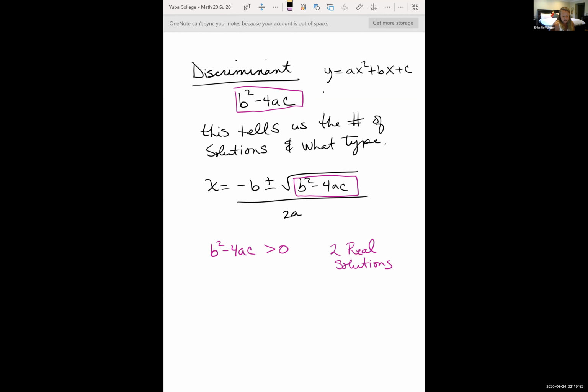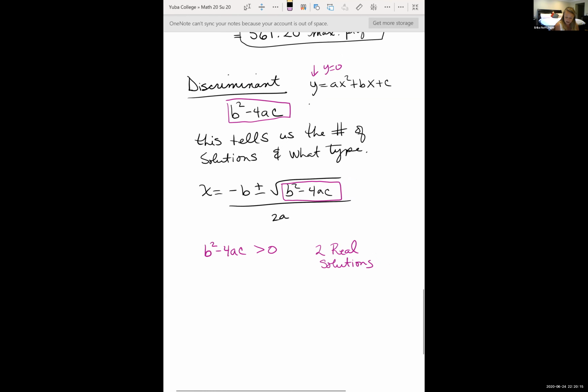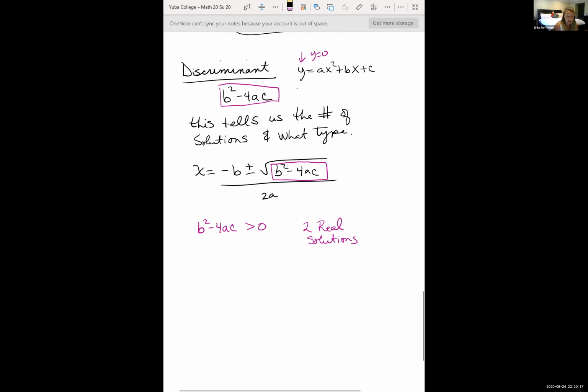Well, a solution is the same thing as when we were looking at when this was equal to 0, or when y is 0, this is our x-intercepts. And so if I get 2 real numbers back, I know graphically we're going to cross the x-axis twice.